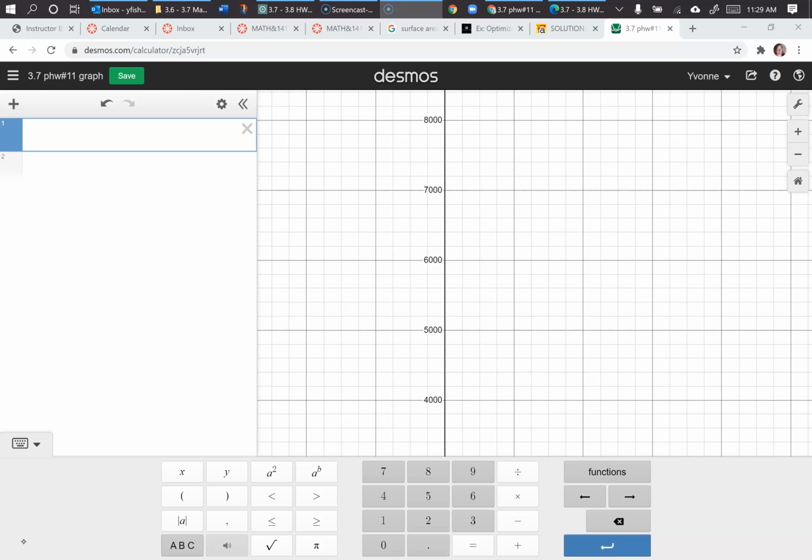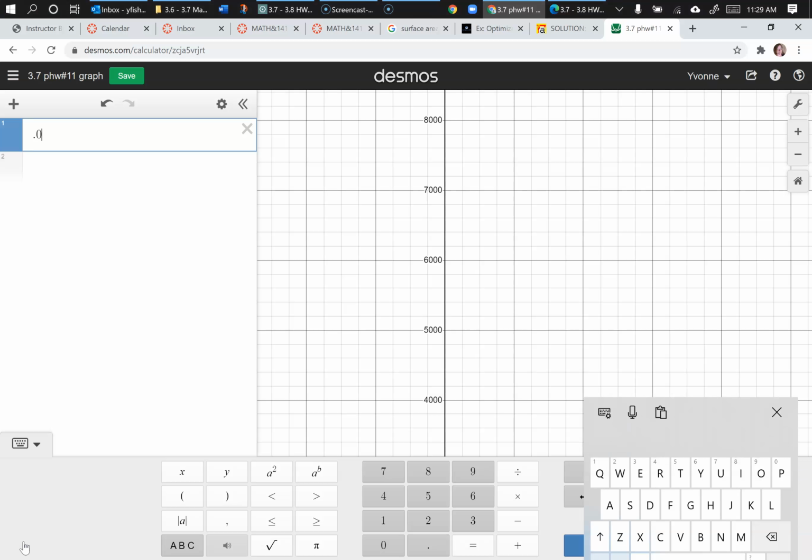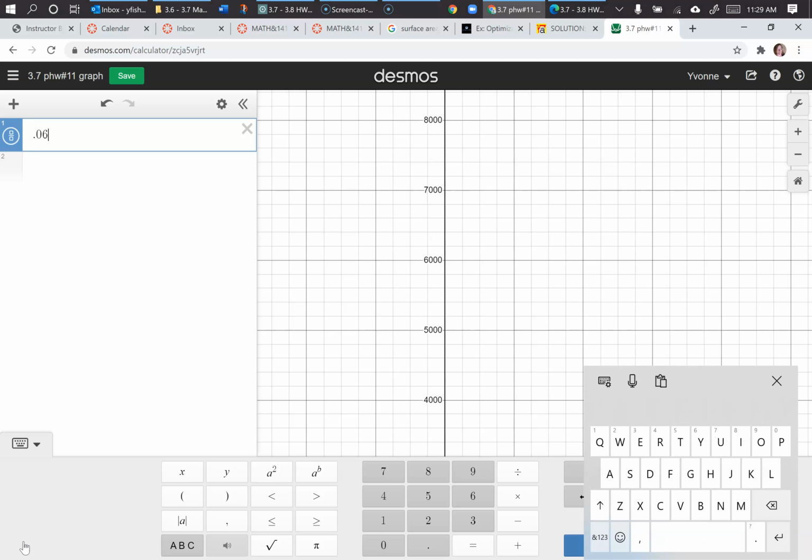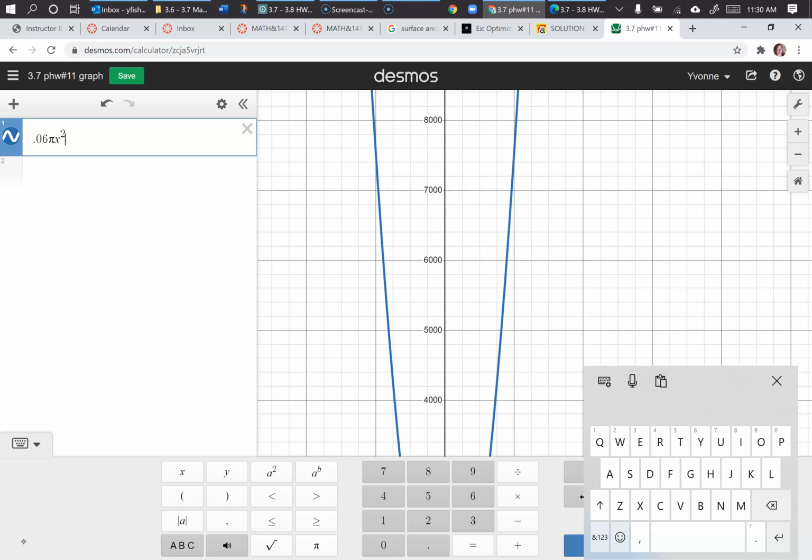Okay, so I'll show you how to do it. Just typing it in as it read the first way. So 0.06, and then we need pi and r squared. I'm going to use x to represent r so that Desmos recognizes it. And then plus 20 divided by x.